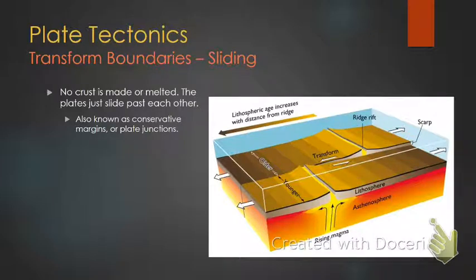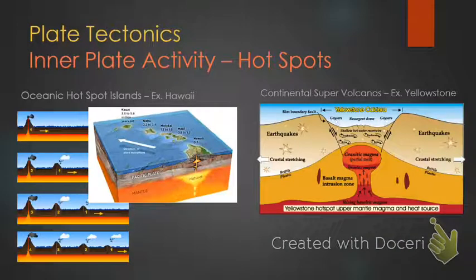All right, and the last type of boundary is known as a transform boundary. This is not converging nor diverging, and so crust is not being made or melted. The plates are just sliding past one another. This is also known as a conservative margin because no crust is being made or melted, or also known as plate junctions. So right in the middle of this picture where it says transform, where one plate is going the opposite direction of the other plate and they're sliding past each other, that spot right where it says transform is the transform boundary.